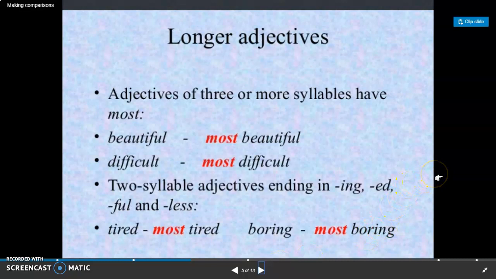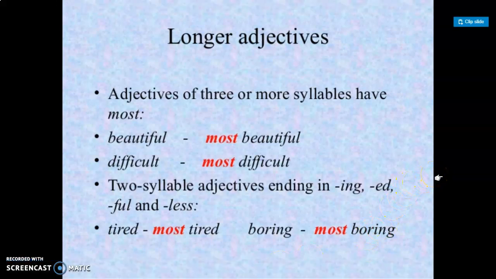Then when you have longer adjectives, you have to put most in front of those. So beautiful becomes most beautiful. Difficult becomes most difficult.